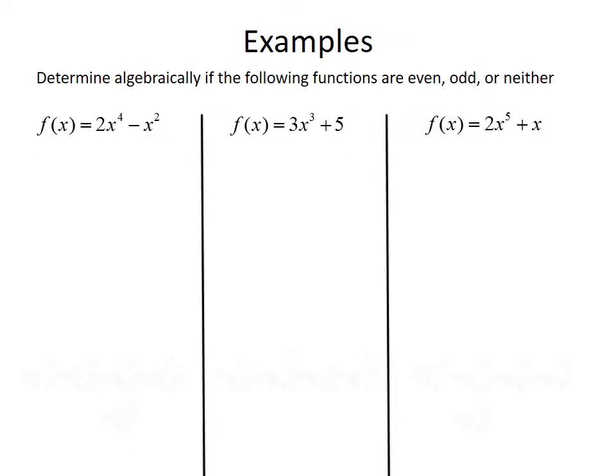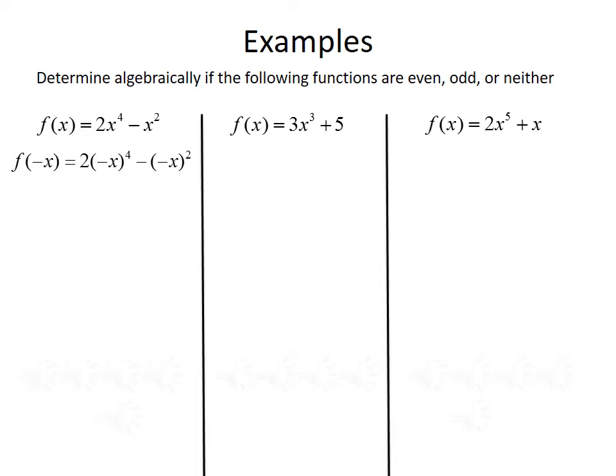Let's look at a few examples. Determine algebraically if the following functions are even, odd, or neither. We have f of x equals 2x to the fourth minus x squared, f of x equals 3x cubed plus 5, and f of x equals 2x to the fifth plus x. Let's start with f of x equals 2x to the fourth minus x squared. To determine if the function is even, odd, or neither, we're going to replace x with minus x.